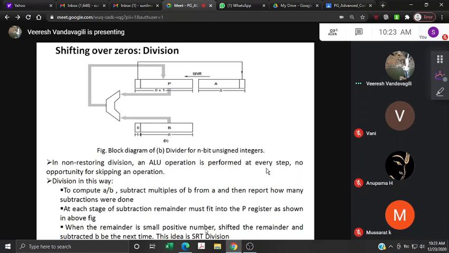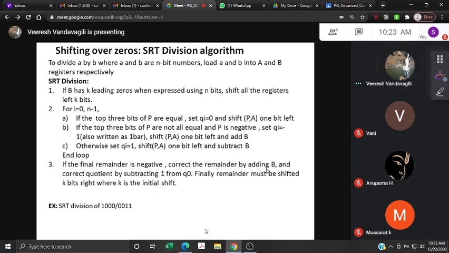The SRT is named after the scientists: Sweeney, Robertson, and Tocher. So this is the SRT division. This is the idea for the SRT division. Now we'll understand the shifting over the zeros for the SRT division algorithm.